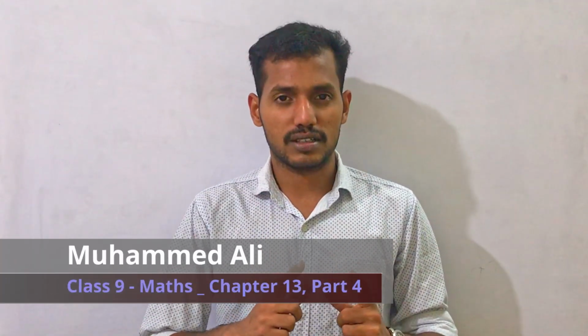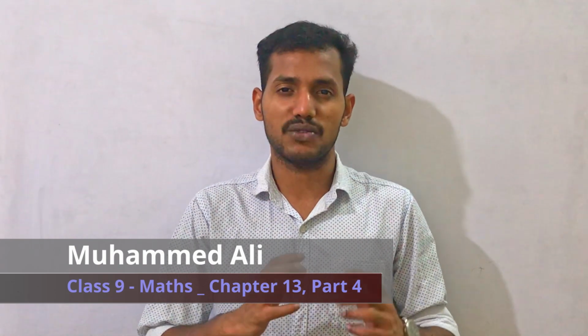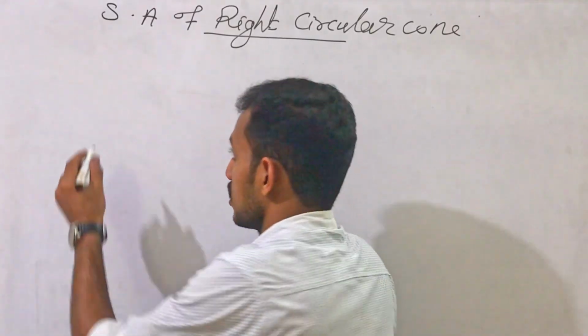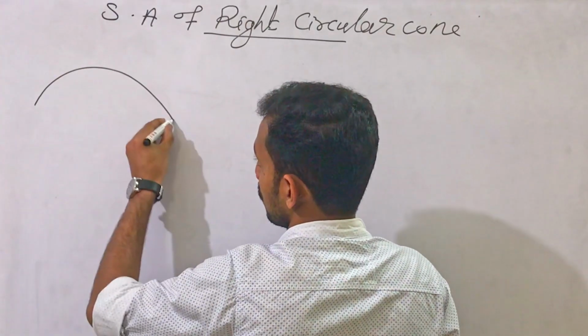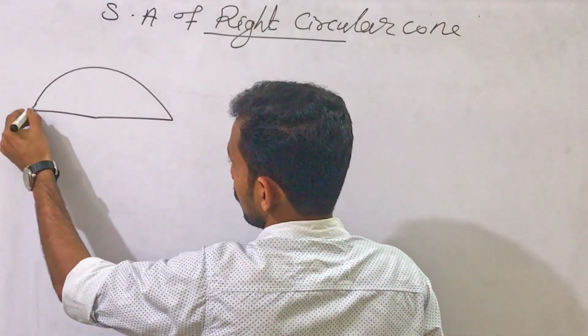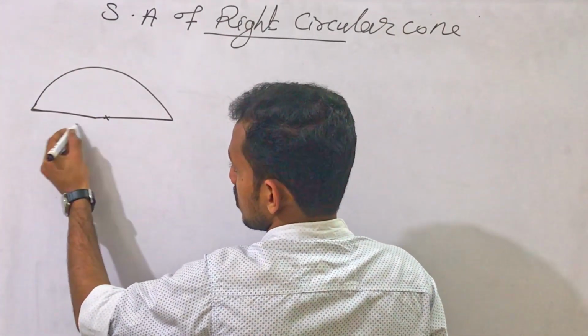Today I am going to discuss how to find the surface area of a right circular cone. Here I am going to show a simple illustration to get the formula for the surface area of a circular cone. I am taking a piece of paper which is in the form of a semicircle. The radius of the semicircle can be considered as L.